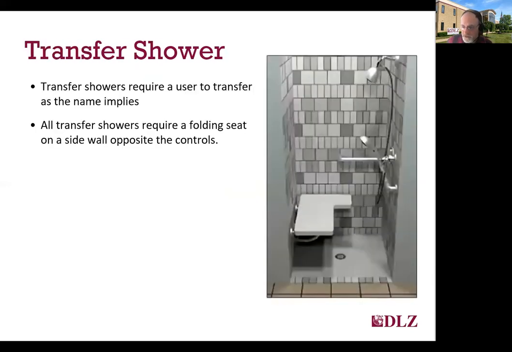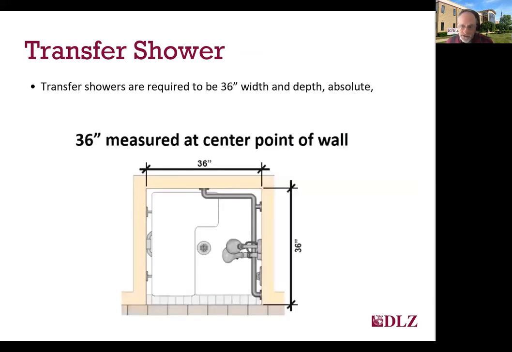So now on quickly to transfer showers. As the name implies, transfer shower compartments are designed to have a user transfer from a wheelchair to the compartment. All transfer showers require a folding seat located on a sidewall that is opposite the controls. And this photo shows a pretty typical configuration for a compliant transfer shower. Transfer showers are required to be absolutely 36 inches wide and 36 inches deep, no more nor less, again, measured at the center point.